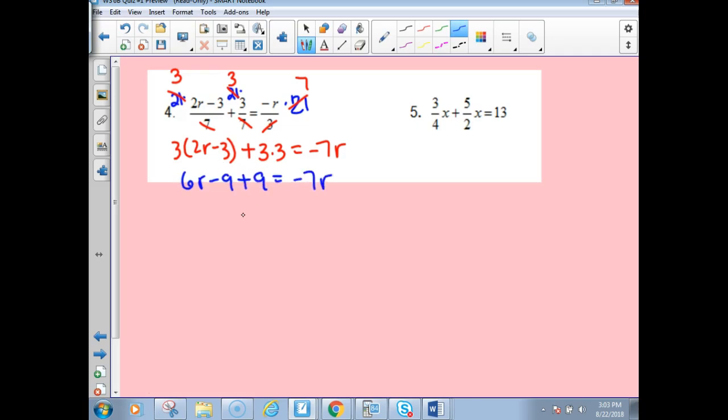I know I went over this one probably in class, I think yesterday, but I want to have this recorded. So 6r equals negative 7r, and then people said, well, they thought maybe it was no solution or this makes no sense, but what we need to do is add 7r to both sides. It gives us 13r equals 0. Then you would divide by 13, and the actual solution is 0.